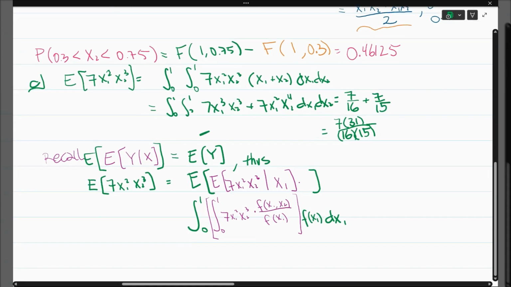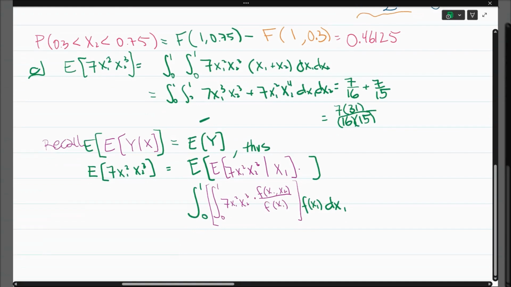This one just kind of requires us to identify the density. So we can show that f of x1 is equal to the integral from 0 to 1 of x1 plus x2 dx2, which would be x1 plus 1/2. Plug and play. Have a great day.